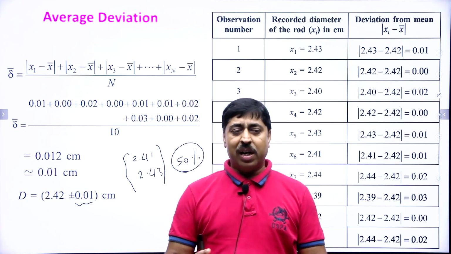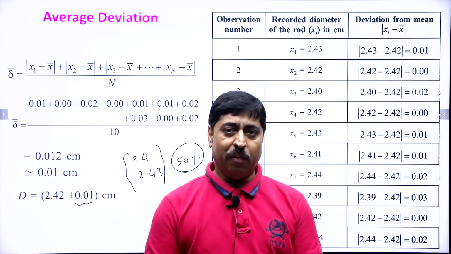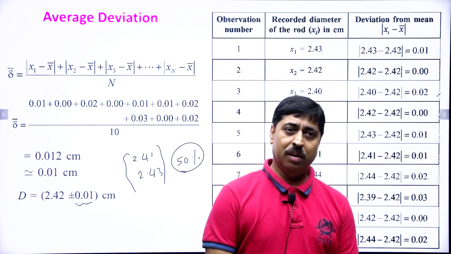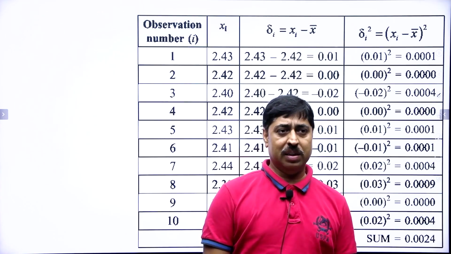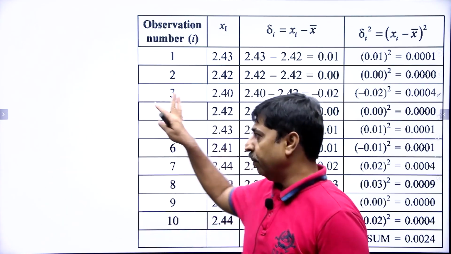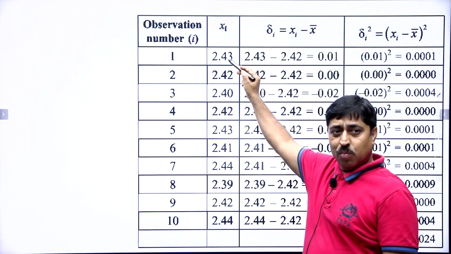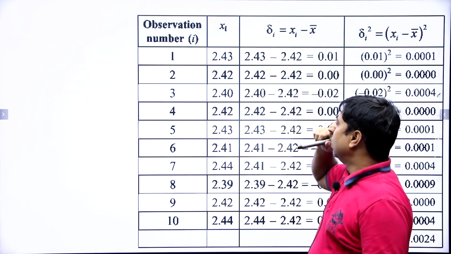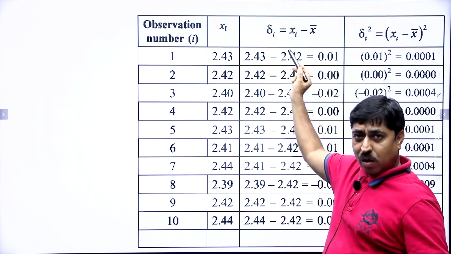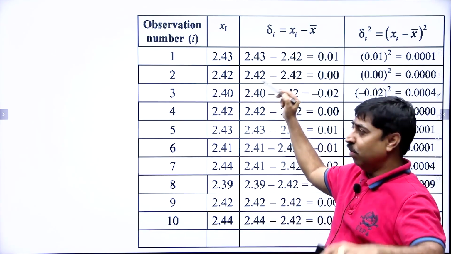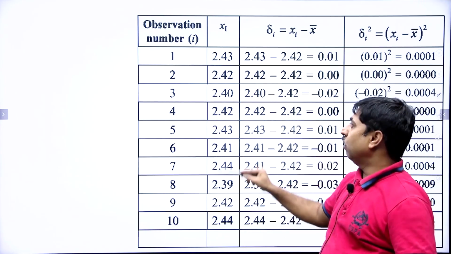A standard deviation is a much better way of expressing the uncertainty. What is that standard deviation? Again, this is the same table. These are the observations 2.43, 2.42 and so on. These are deviations of individual readings from the mean value. The mean of all these is 2.42.